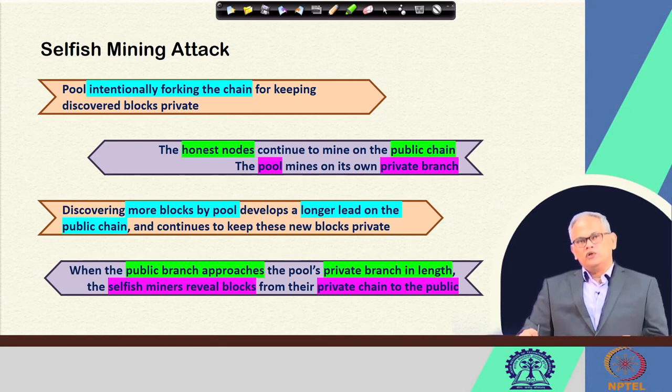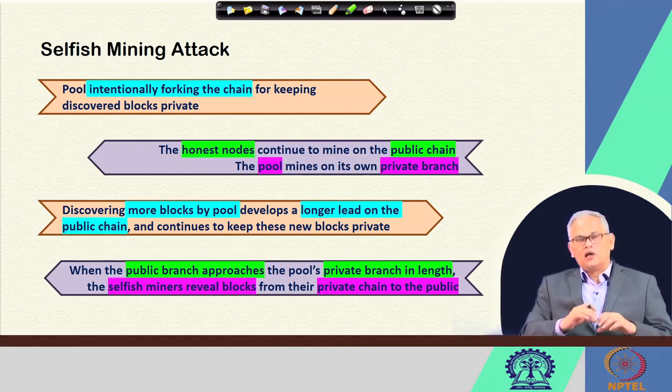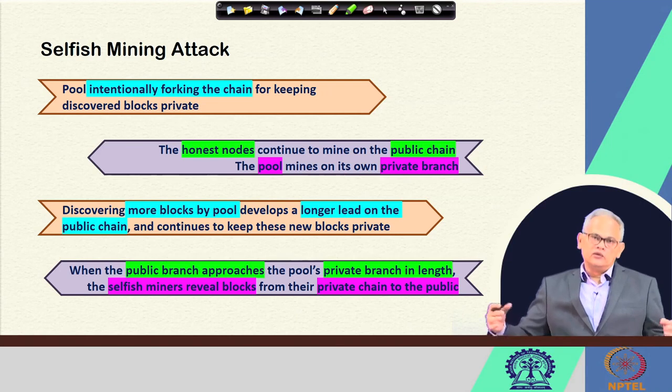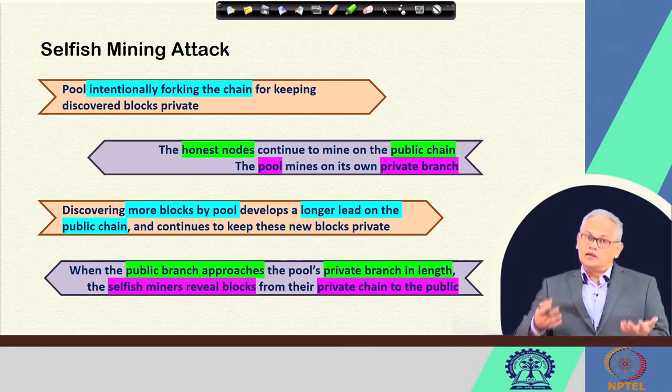So, that is the last point we show here: when the public branch approaches the pool's private branch in length. The honest people will be adding new blocks to the public branch, and the selfish miners will be adding to their own private branch. The honest users will not know how many blocks have been created and kept private by the attacker, but the attacker knows how many blocks have been made public. So, under certain circumstances, these attackers will make their private chains public, and then they will try to ensure that they get more revenues.